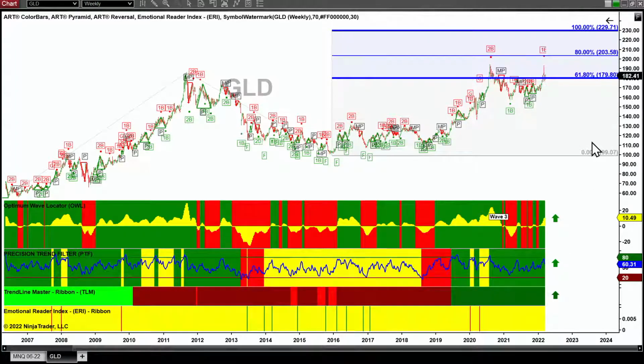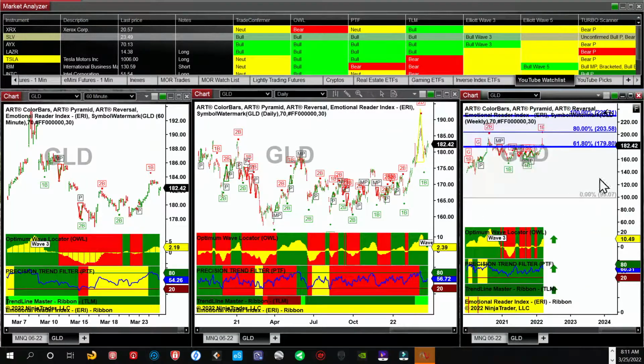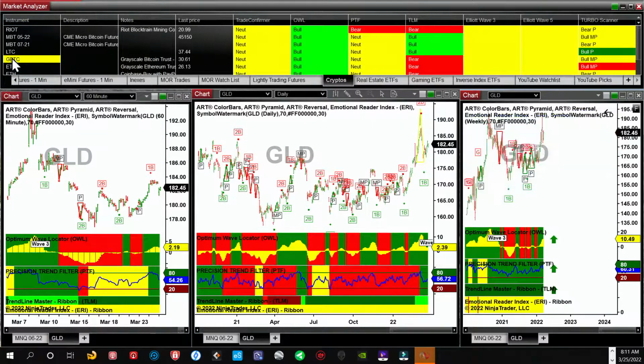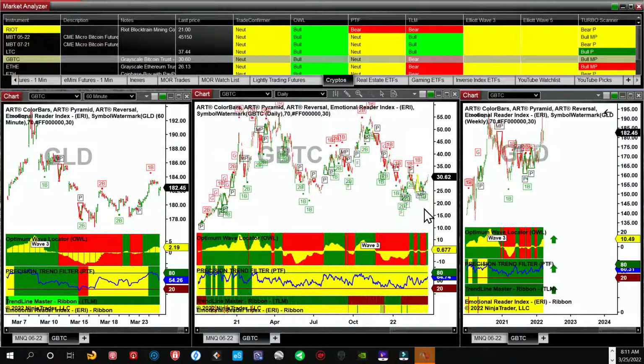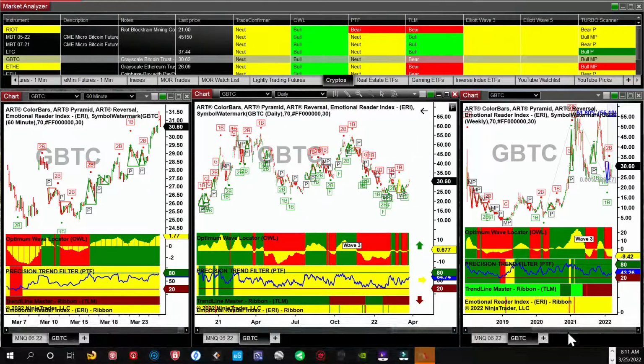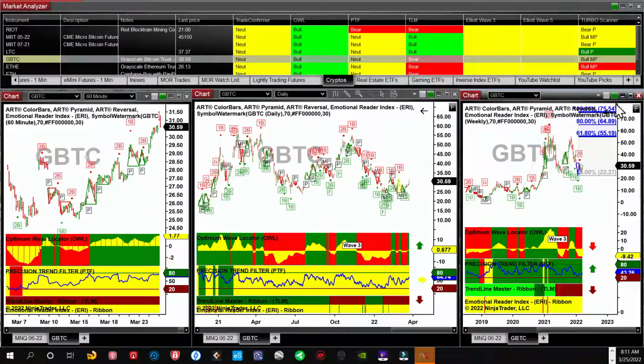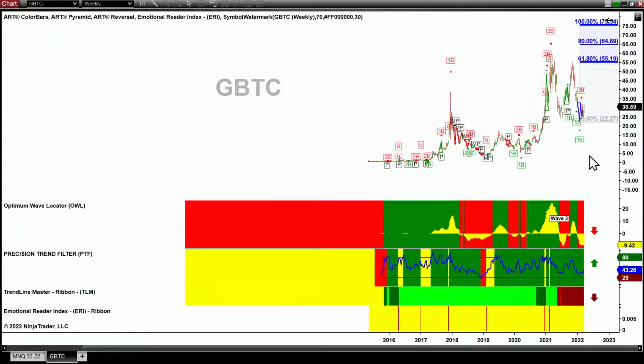All right, so this is gold. Okay, this is gold here. And so I would remain long on gold. All right, the next one we want to take a look at is some of the cryptos here. Now, I've got GBTC here, and here is the actual ETF. And let's open up that weekly chart as well on this one.